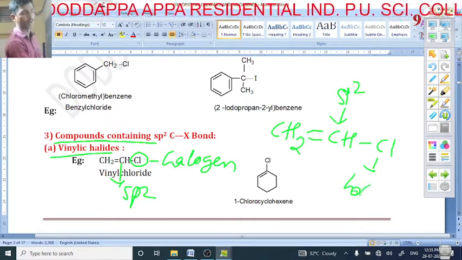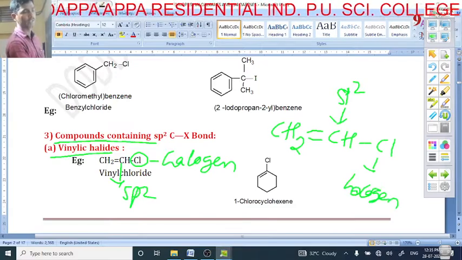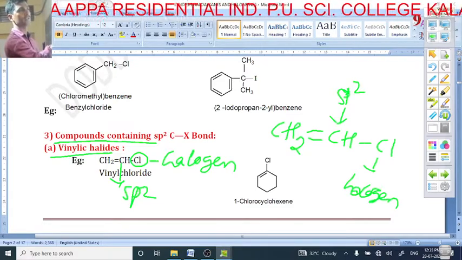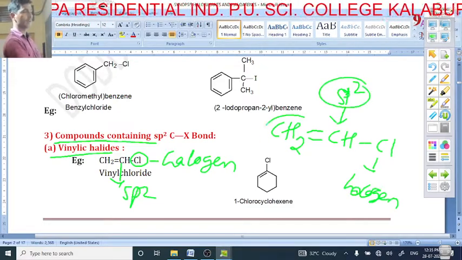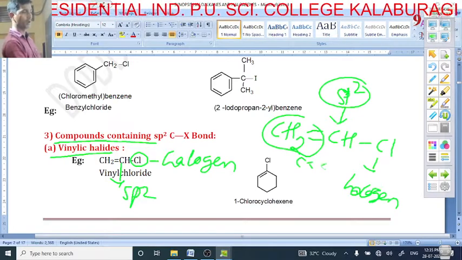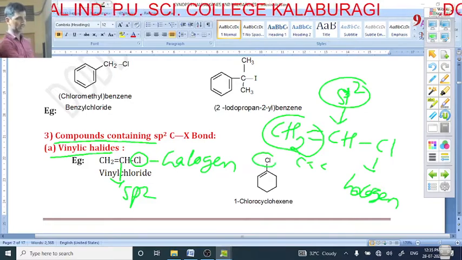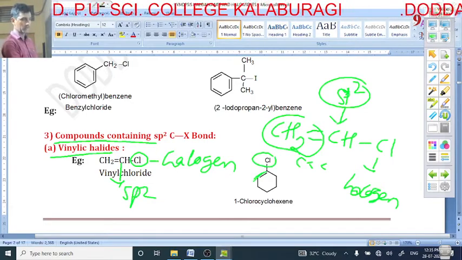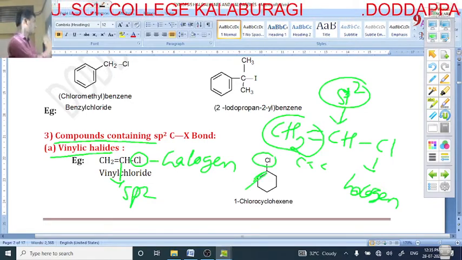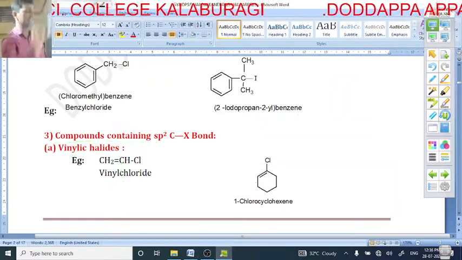the sp2 carbon of a carbon-carbon double bond. It is called vinylic halide. So this is also vinylic halide, Cl is attached to a carbon-carbon double bond. So that's why it is called vinylic halide.